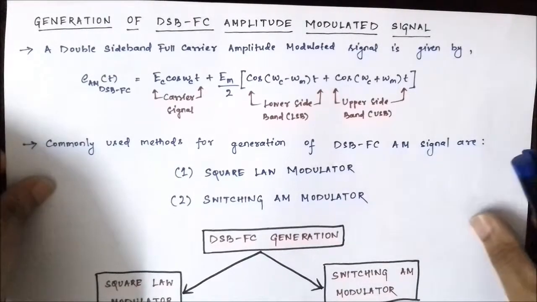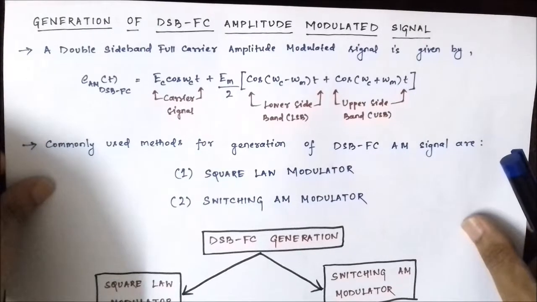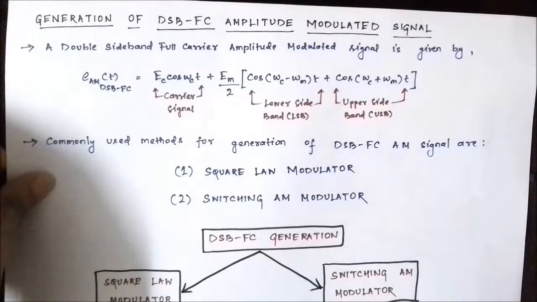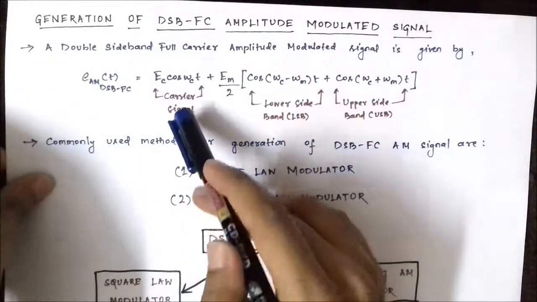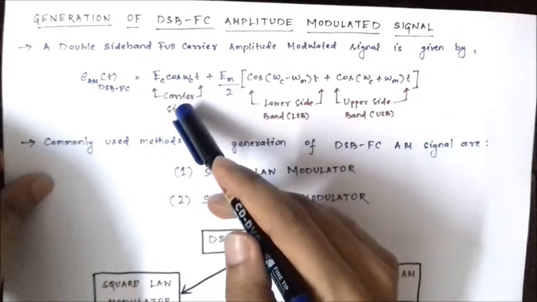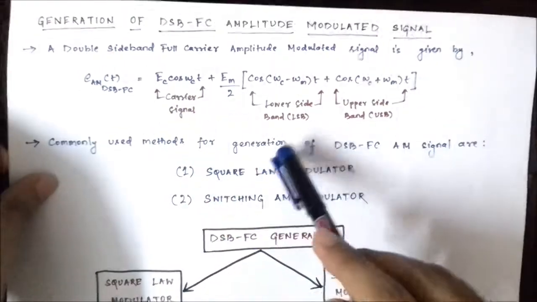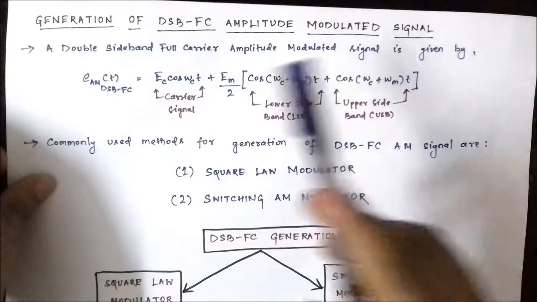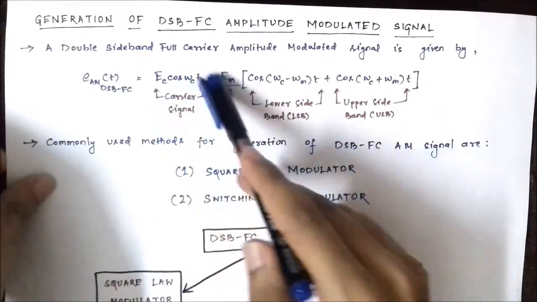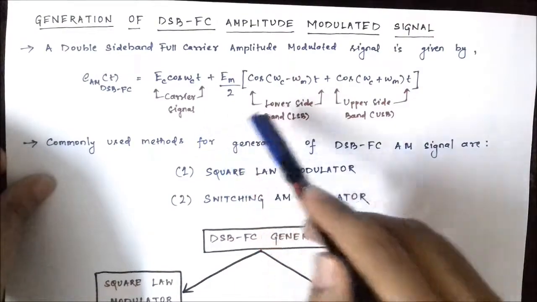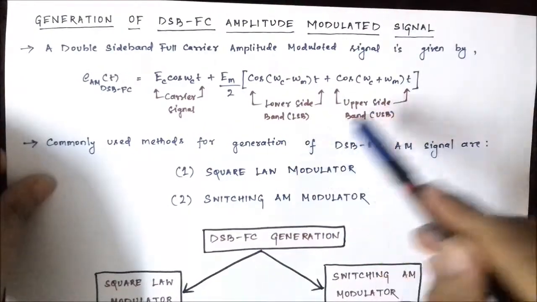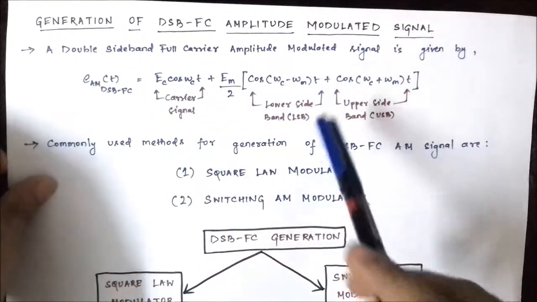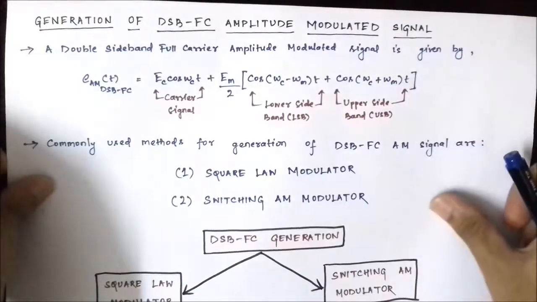Now, in double sideband full carrier signal, the only thing which is different from double sideband suppressed carrier signal is that the carrier signal is not suppressed. It is transmitted along with the lower and upper sidebands, whereas in double sideband suppressed carrier, the carrier signal is suppressed, it's attenuated, it's blocked, and only the lower and upper sidebands are passed. Whereas in double sideband full carrier, the carrier signal is transmitted along with the lower and upper sidebands.